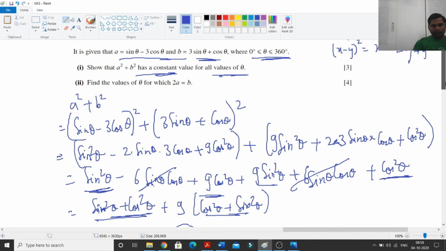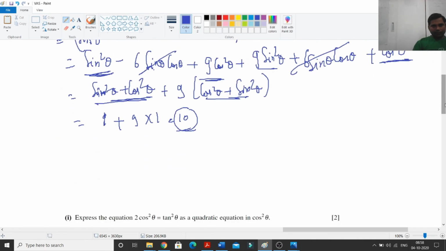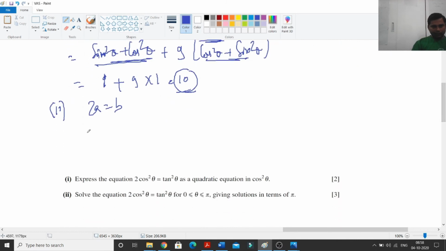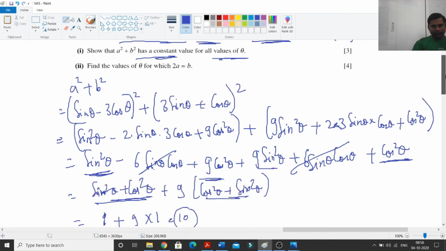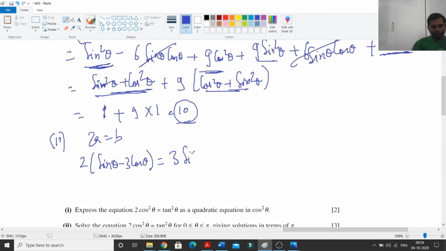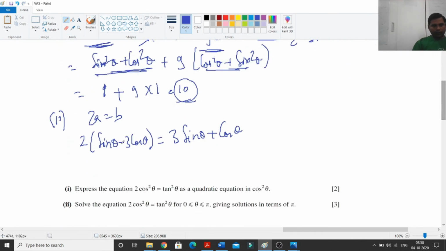Let's solve that. So a is sin theta minus 3 cos theta. Second part is 2a is equal to b. A is sin theta minus 3 cos theta. So 2 times sin theta minus 3 cos theta. B is 3 sin theta plus cos theta. Okay. Now if we simplify, we'll get 2 sin theta minus 6 cos theta equals 3 sin theta plus cos theta.